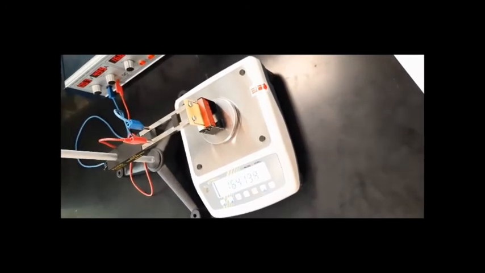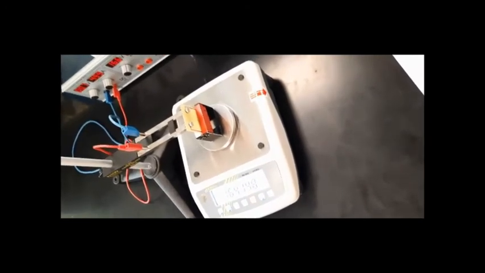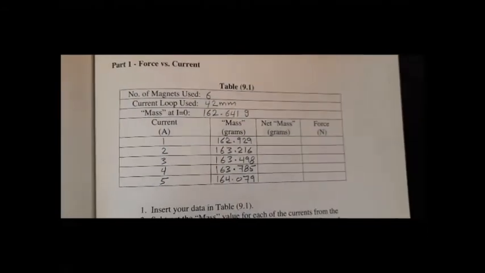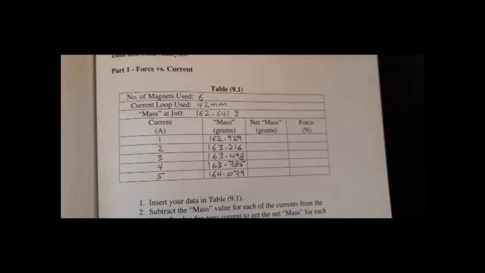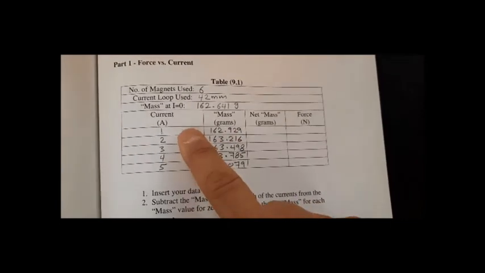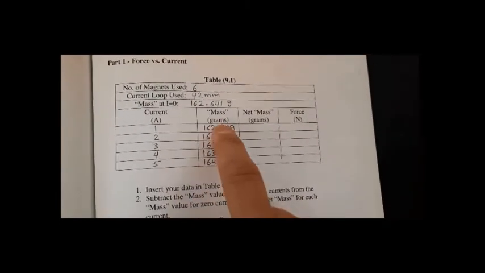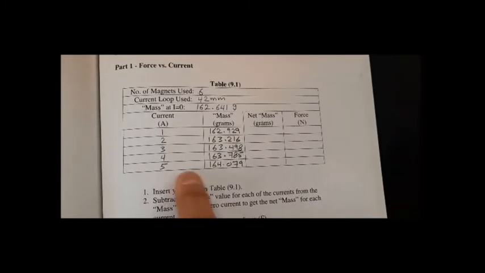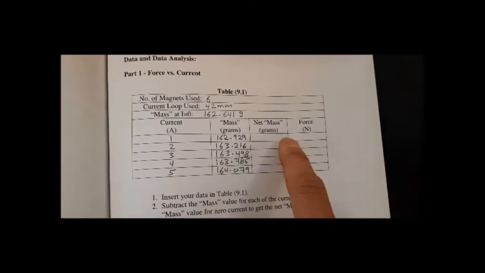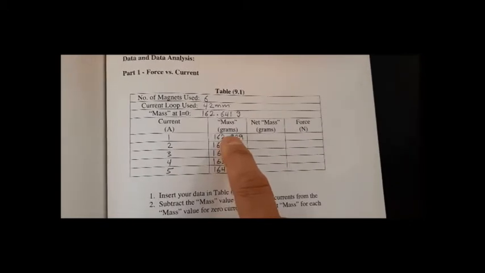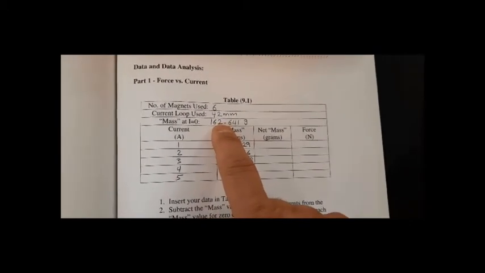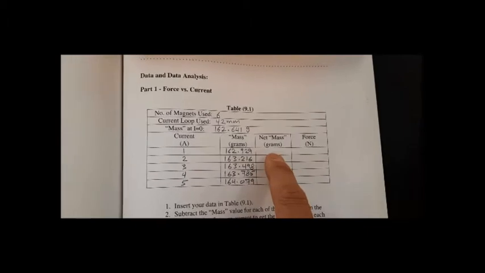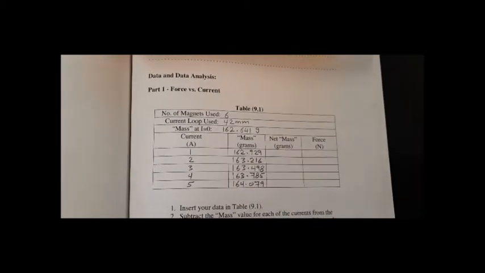Now I will show you the data in the tables. Okay, this is the data for part 1. We have used 5 currents, 1, 2, 3, 4, 5, and these are the masses we measured at each current. Now the net mass means we must subtract this mass minus the mass without a current to get the value of the increase in the mass.